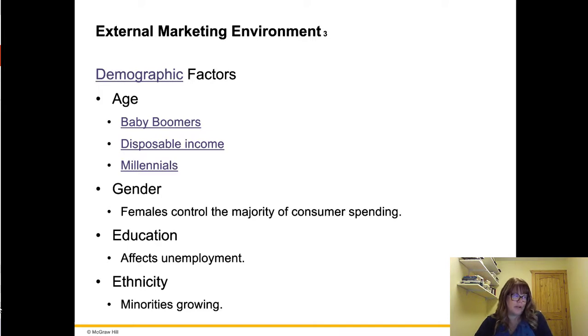Female control over the majority of consumer spending makes them a target for marketers across products. And then, highly educated consumers are more likely to be employed. Though the trend in the employment rate for college-educated consumers mirrors the trend for the rest of the population, their overall employment numbers remain low in comparison. Educated consumers are also likely to earn significantly more money throughout the course of their lifetime and comprehend an advertiser's message more readily, making them prime targets for marketing strategies.